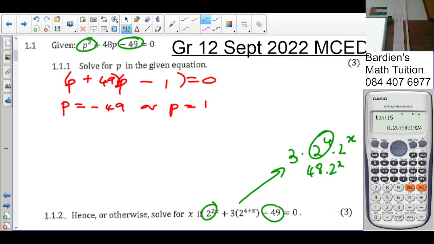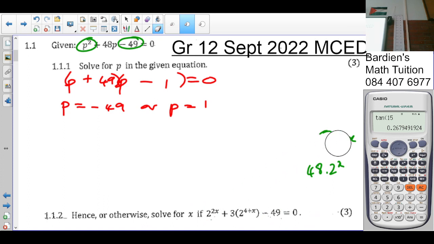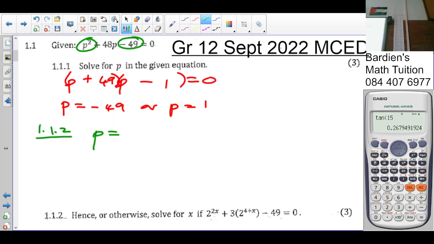Okay, so what can we conclude from here? We can say that P is actually 2 to the x. Can you see that, people? Or we can say that P squared is 2 to the 2x. Did you guys see that? Makes sense? So we can say that in 1.1.2, P is actually 2 to the x, or P squared is 2 to the 2x.